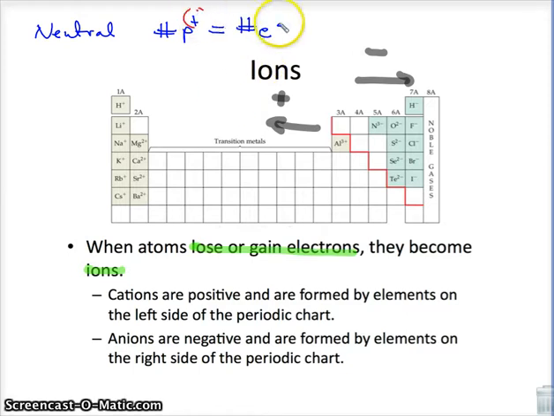charges. Alright, so if I have these charges, and when they're equal, I get something neutral, that means the only way to produce a charged particle of a cation or an anion is to have some kind of inequality. I either have more protons than electrons, or I have more electrons than protons. If I have more electrons than protons, the particle is negative.